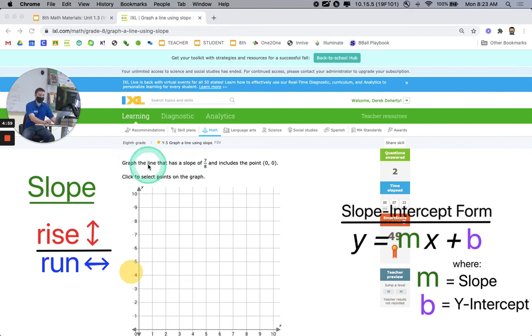This one tells us to graph a line that has a slope of 7 over 8 and includes the origin as a point. 0, 0 is really the starting point. So this is a line that's actually going to be proportional, but we'll see it works the same way. We start by plotting our point, in this case the origin at 0, 0, and then we're going to use a slope of 7 over 8.